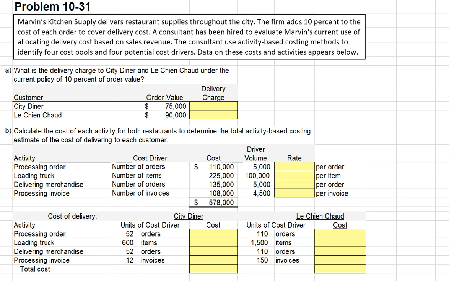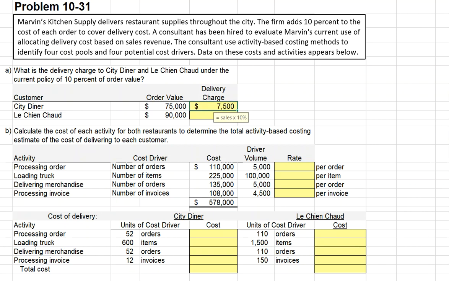The consultant uses activity-based costing methods to identify 4 cost pools and 4 potential cost drivers. Data on these costs and activities appear below. First, we're going to calculate the cost of delivering to both City Diner and Lachine Shad under our current policy of allocating 10% of order value.